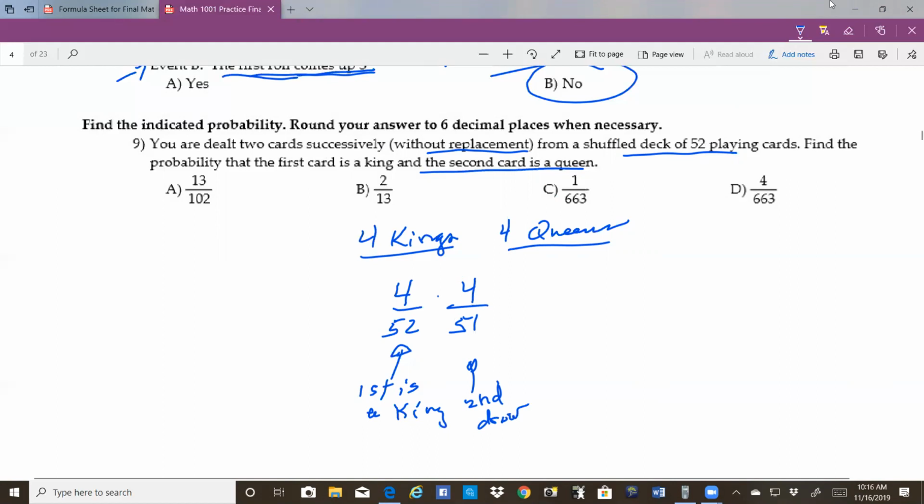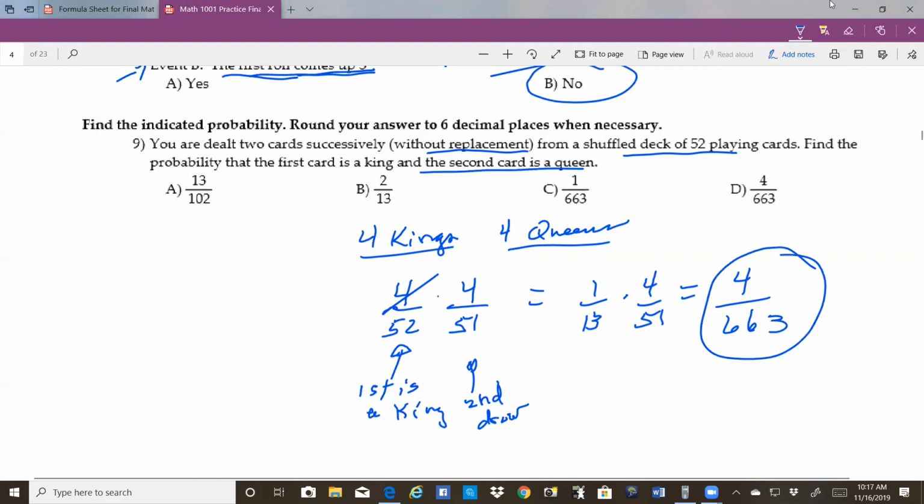So the probability is equal to 4 over 52, which is 1 over 13, times 4 over 51, which equals 4 over 13 times 51, which is 663. So this is a probability, so it's answer D.